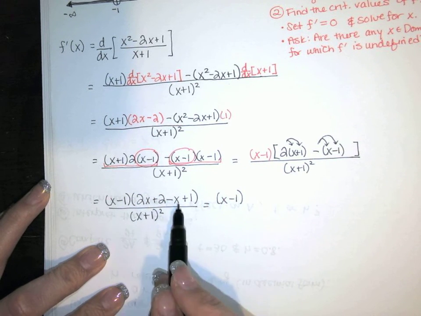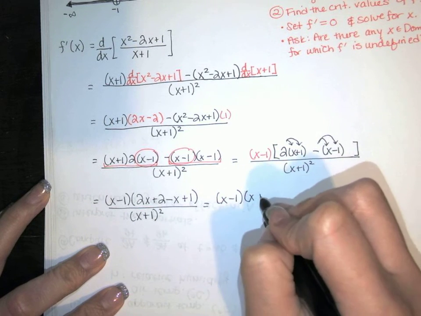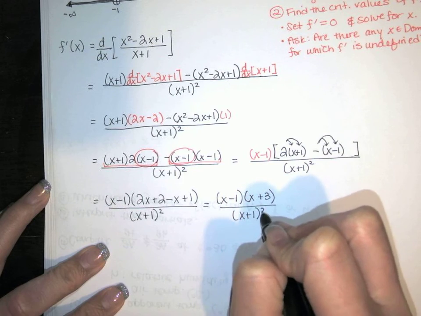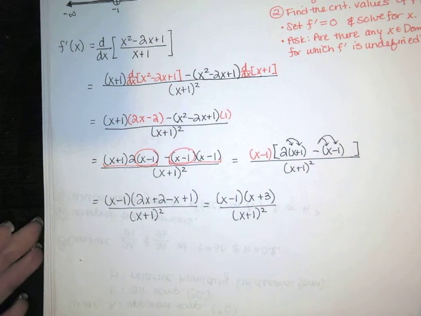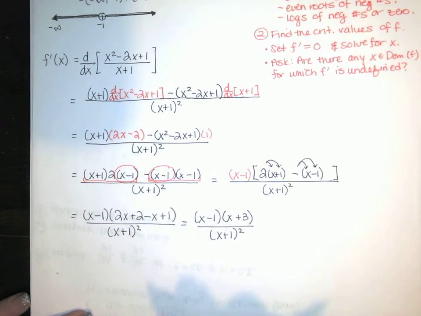And of course, 2x minus x is just a single x, and 2 plus 1 is 3. We're collecting like terms. Okay, that was the derivative. What were we doing again? Oh yeah, we're trying to find the critical values of f.